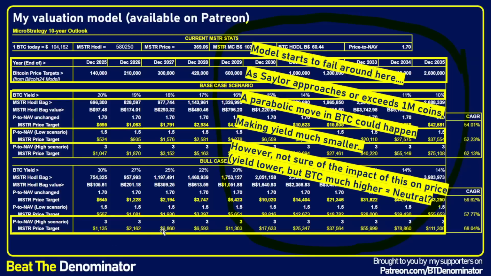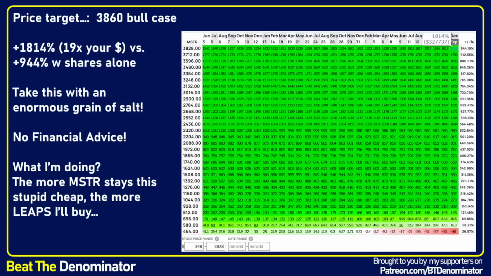Go look at my model right here. 38.60 is where it is. December 27 column, the high price to NAV scenario. In the bull case scenario, I get to a 3,860. So in that case, this is where it gets nuts. This is where it gets crazy. In that case, your LEAPS could return 1,800%. So that would be 19 times your money in the bull case, the price to NAV expansion case, and the $300,000 Bitcoin case.